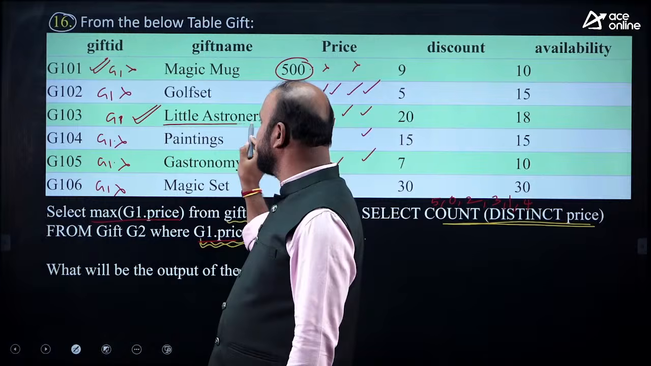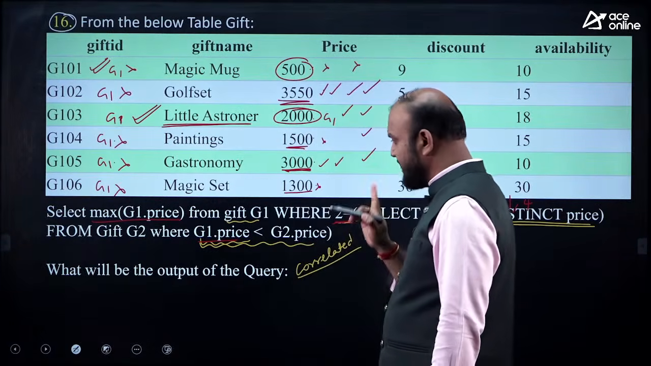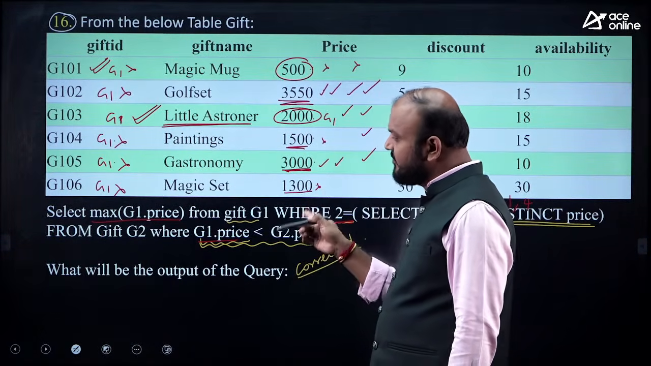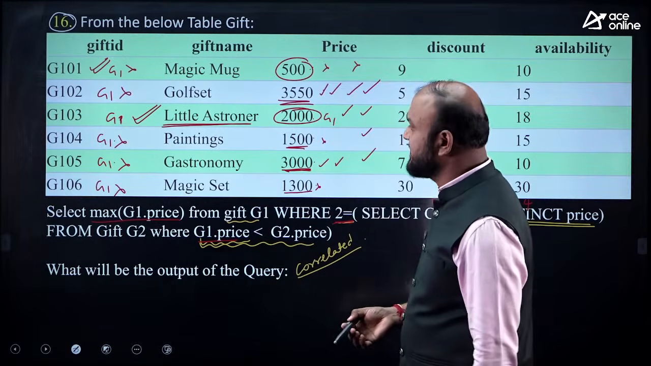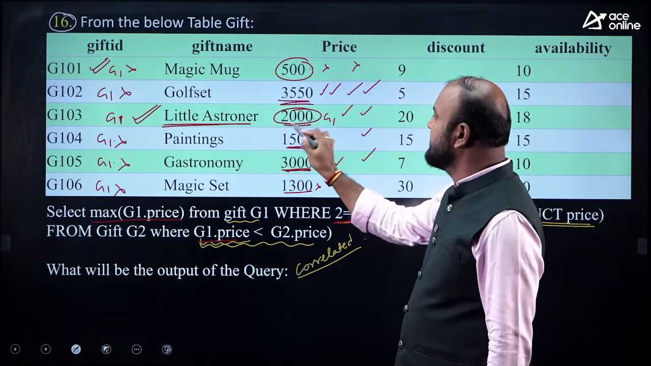Which gift is selected? The little astronaut is going to be selected. Only one gift is selected. For the selected gift, it is finding the max price, and because only one is selected, that will be the max price. What is the max price? 2000.